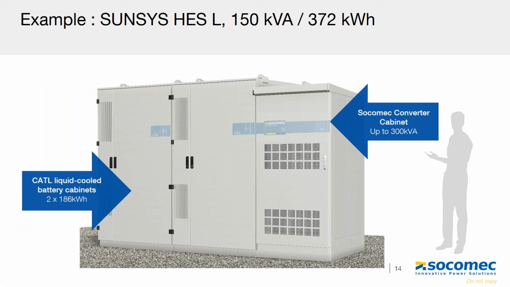Just at a high level, let's look again at the configurations and get a handle on how this works. Say we go through Energy Toolbase Developer and it comes back and says the ideal system size for this particular job is 150 kilowatts, 2 hours. We could do that. We would have one converter cabinet populated with 3 converter modules, so there's 150 kilowatts, and then 2 liquid cooled battery cabinets that are 186 kilowatt hours each. 2 of them makes 372. So it's a 150, 2 hour. That's just an example of how that goes together.